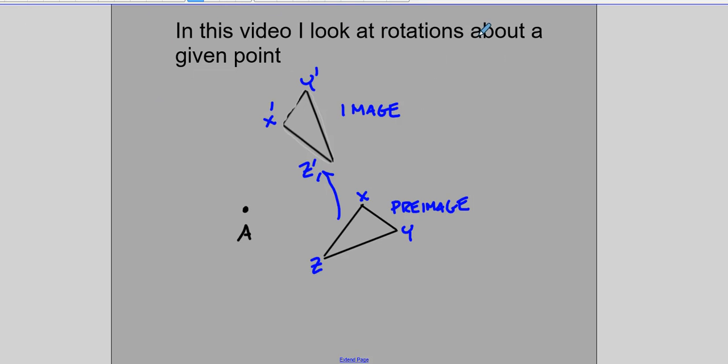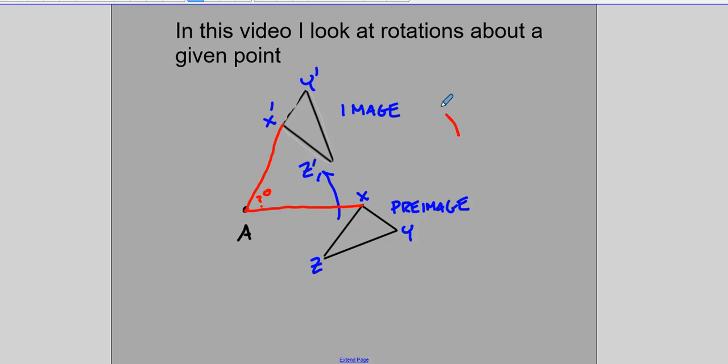So in this video, again, I look at rotations about a given point. This is a pre-image. That's what I start with. The image is what I finish with. Here's a point A. I'm rotating triangle XYZ to become triangle X prime, Y prime, Z prime over some number of degrees. I'm just sketching this here. This is not an accurate drawing. That would be the amount of rotation, some number of degrees. I'll put a little question mark there. I don't know how many degrees I'm rotating it, but that's what we're doing.